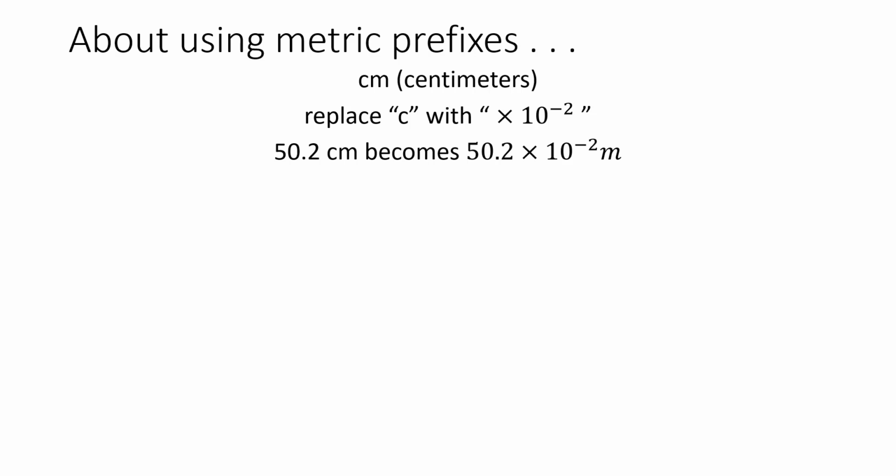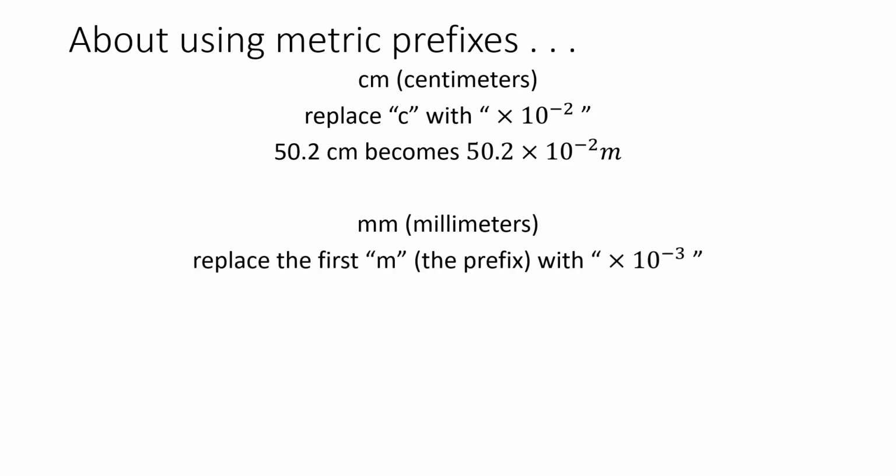Now, technically, leaving that written as 50.2 times 10 to the minus 2 is not scientific notation, but it will work just fine. It's equivalent to the scientific notation, and it'll work fine for punching it into your calculator. And that's what we care about here.